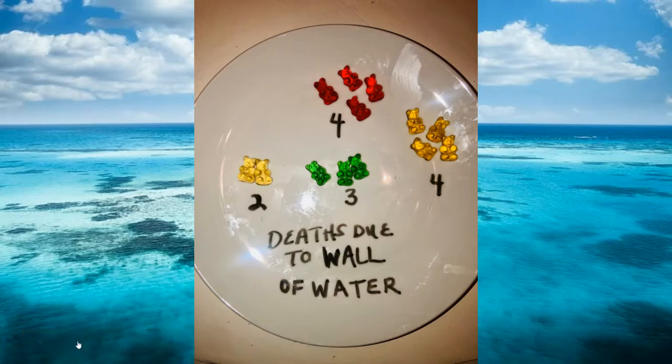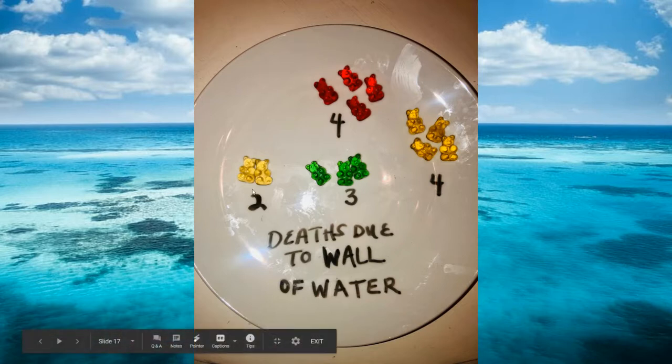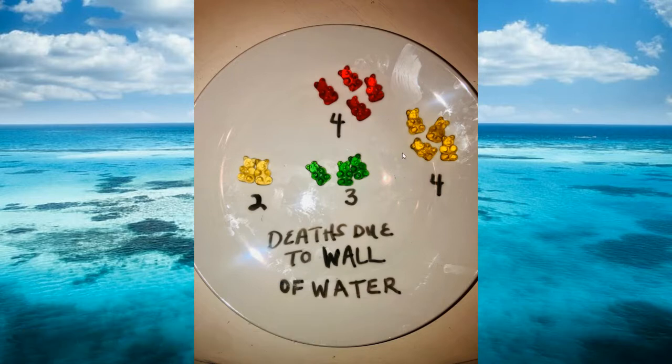Here are the casualties from the wall of water. It looked like many more than this, but actually only 2 gummy clearathols were hit by the water, 3 gummy greenathols, 4 gummy yellowathols, and 4 gummy redathols.